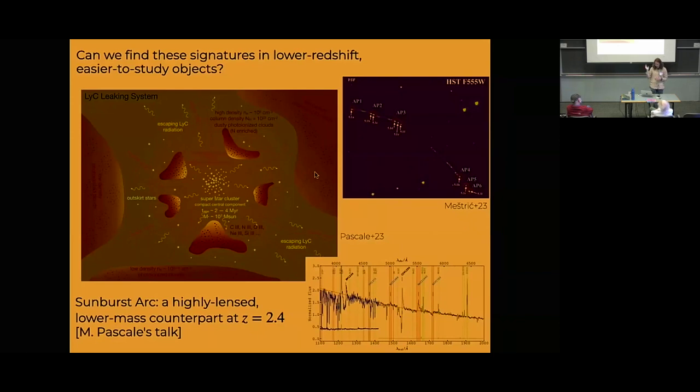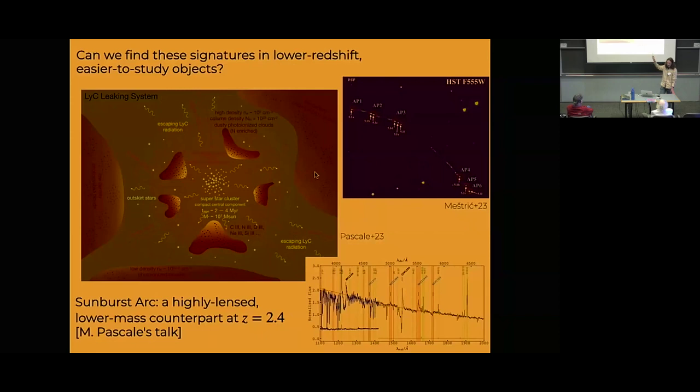And we heard it from Massimo yesterday in the fantastic lightning talk, the model that they put together for a much easier to study system, the Lyman continuum leaking cluster lensed in the Sunburst Arc. And this object is lensed down to parsec scales. It is clearly gravitationally bound. This is stuff that is very hard to do. It's almost impossible at redshift 10, except in the most extreme lensing situations.